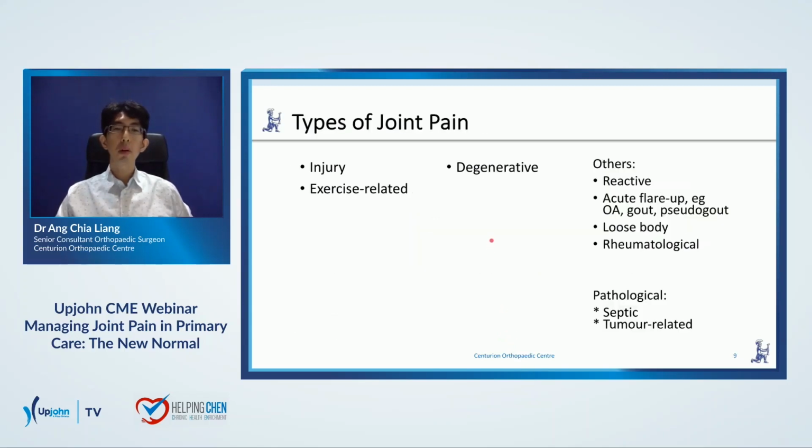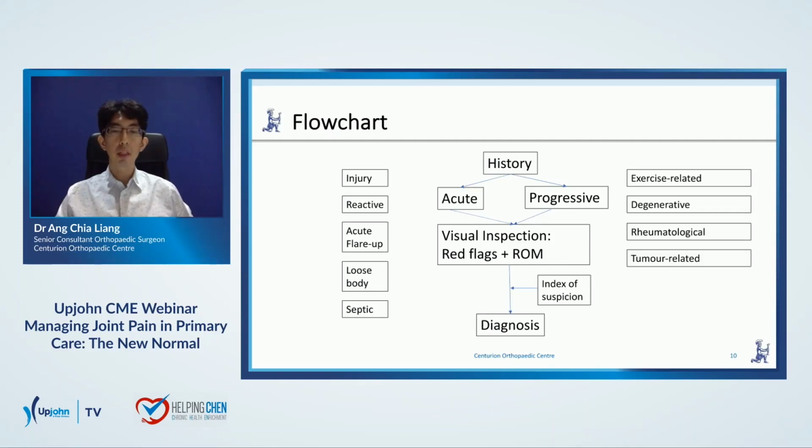So we have gone through the types of joint pains. Now, the next slide is going to show you how to distinguish between the different types of joint pain through a very simple flowchart. This is how I approach my patients. First, I take a history, and then I decide whether it's acute or progressive. I find that these group of conditions like injury, reactive, acute flare-up, loose body, septic, these have acute presentations. For progressive increase in pain, these are more, for example, exercise related, degenerative, rheumatological, or maybe tumor related.